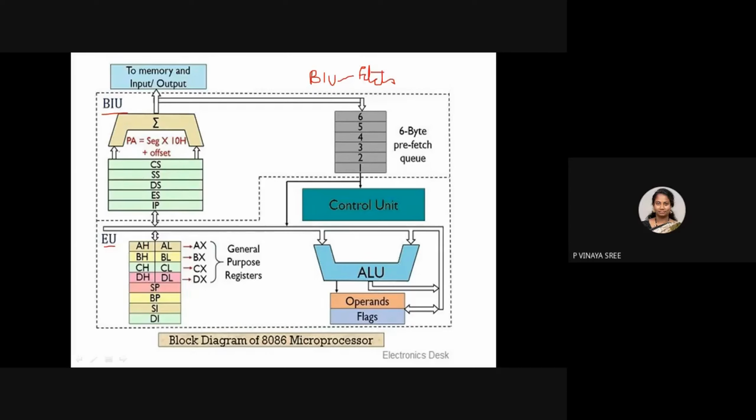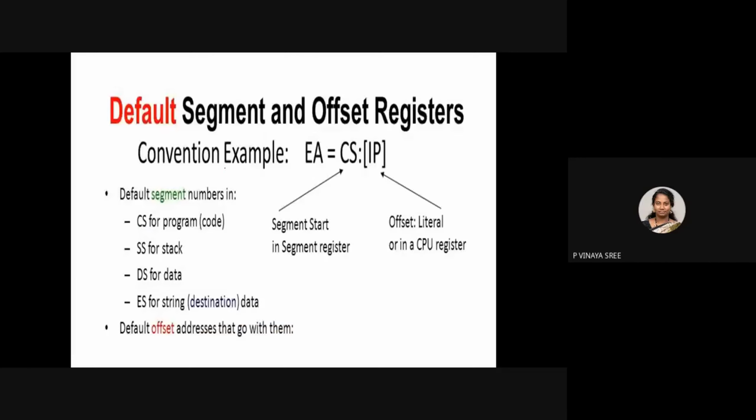So what are the segment registers? We have four segment registers that we discussed: code segment, stack segment, data segment, and extra segment. We even call them segment base registers, where each stores the base address of a particular segment. If it is the code segment, it stores the base address of the code segment allocation. So let me show with an example.